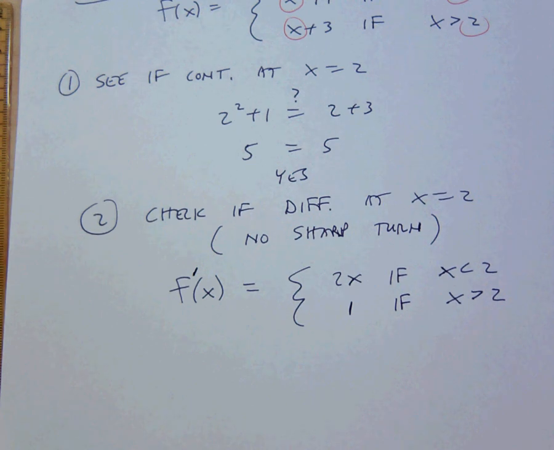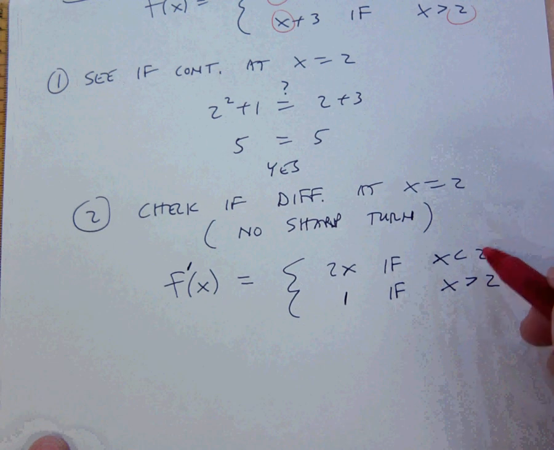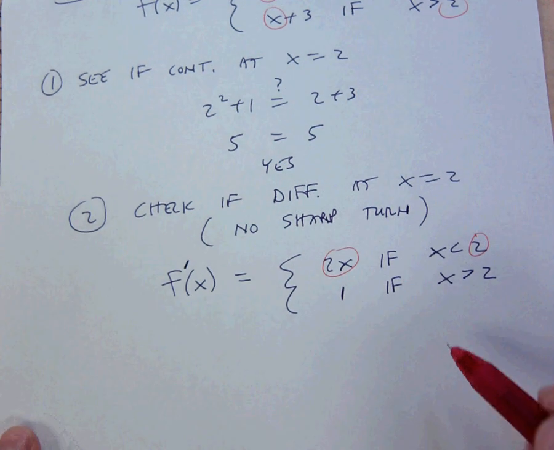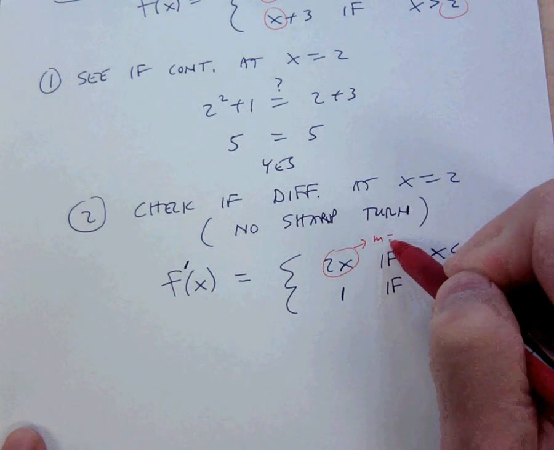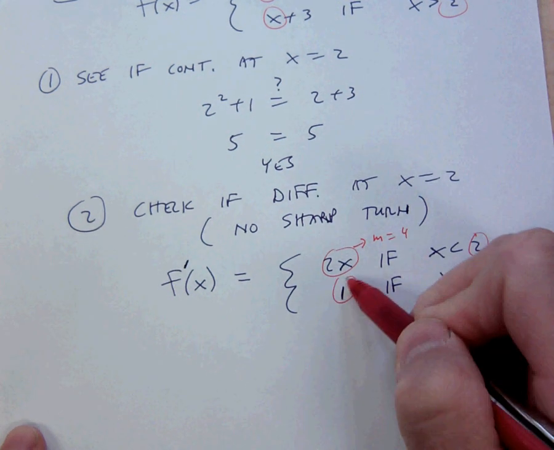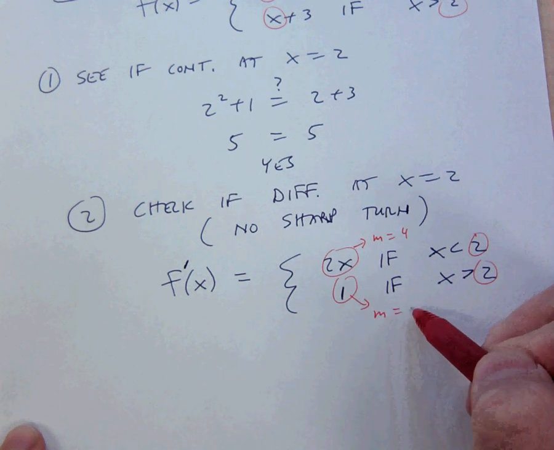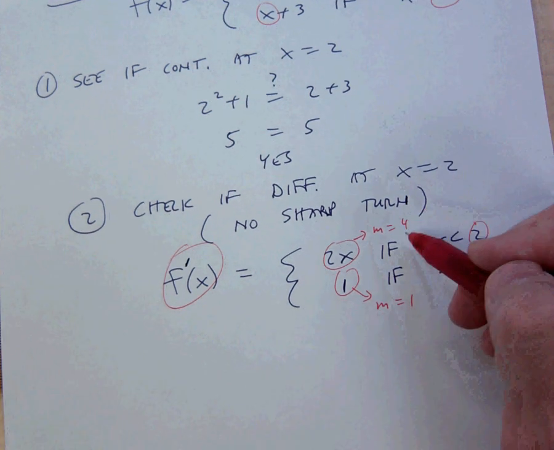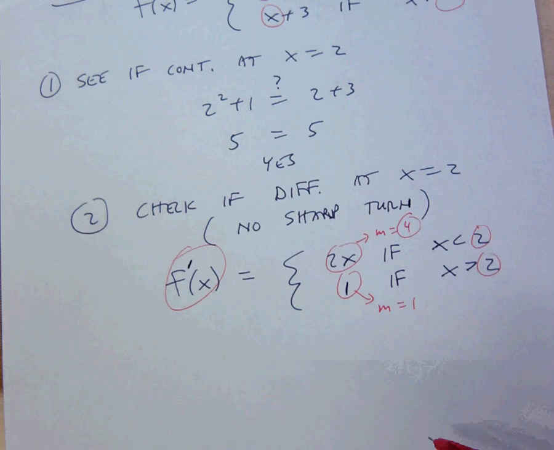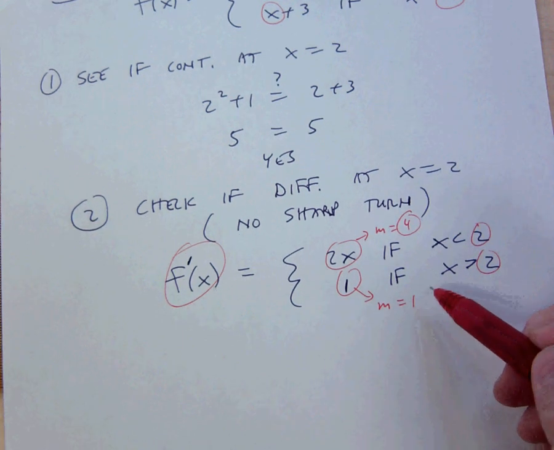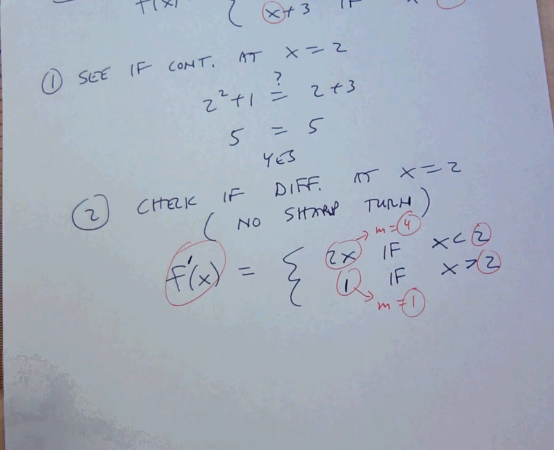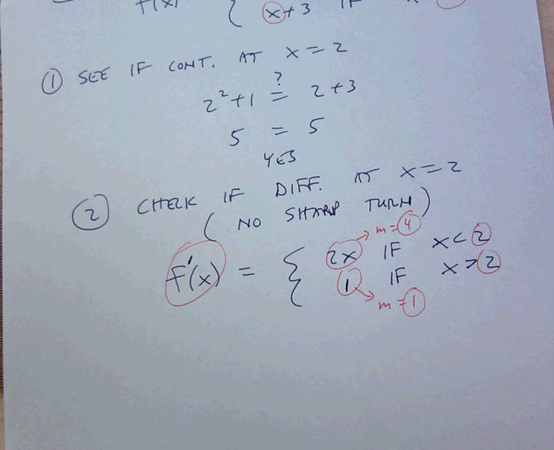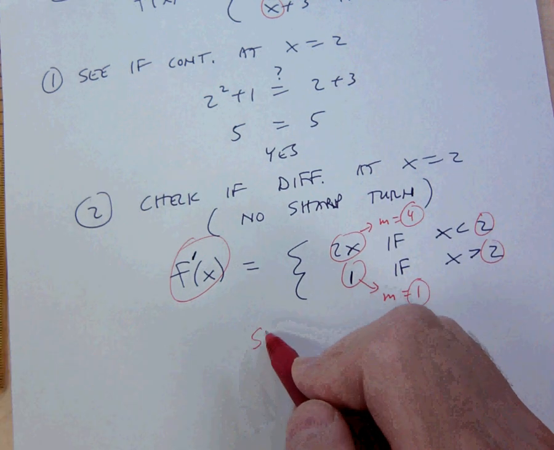Yeah, compare the slopes. So in other words, when I plug 2 into here, what do I get for the slope? 4. When I plug 2 into here, what do I get for the slope? 1. Remember, these are the derivatives, so these are the slopes. So what do you think? From the left of 2, what are the slopes of the graph approaching? 4. From the right of 2, what are the slopes of the graph approaching? 1. If they're approaching different slopes from both sides, then that creates a sharp turn. So there's a sharp turn.